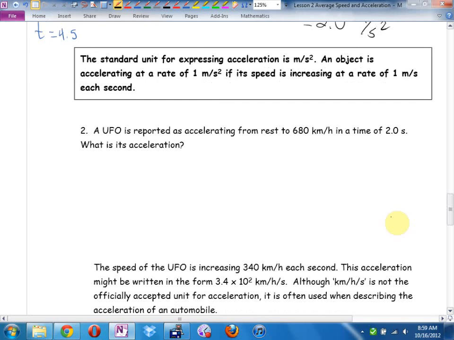Number 2. A UFO is reported as accelerating from rest to 680 kilometers per hour in a time of 2 seconds. What's its acceleration? Okay. DFIC. 680. What's that? Look at the units. Oh, it's which velocity, final or initial? Final.